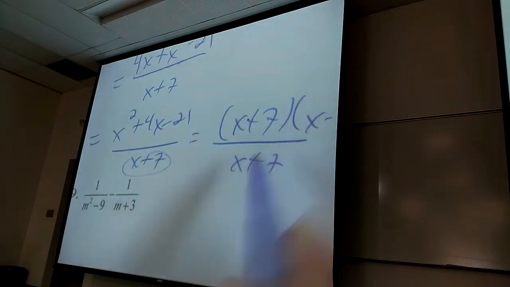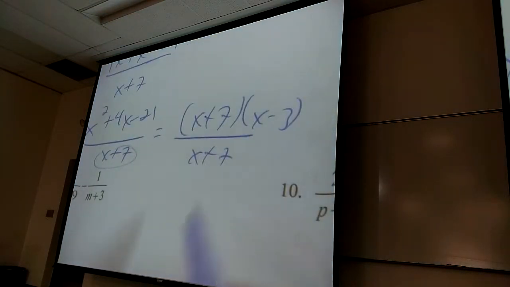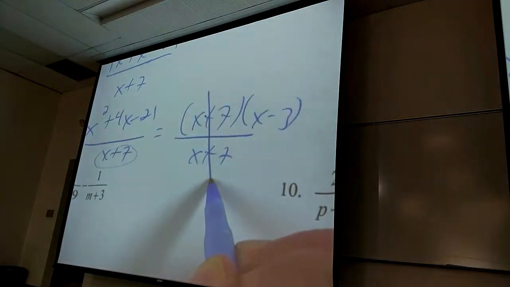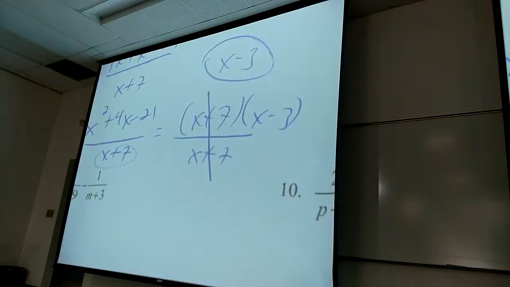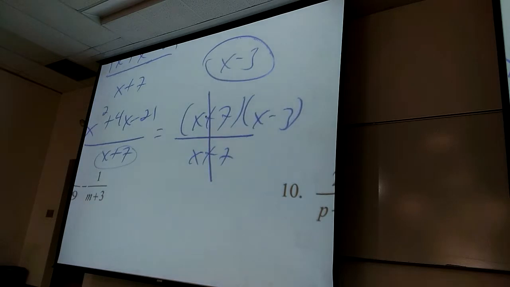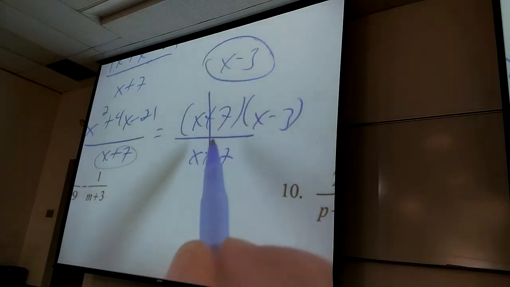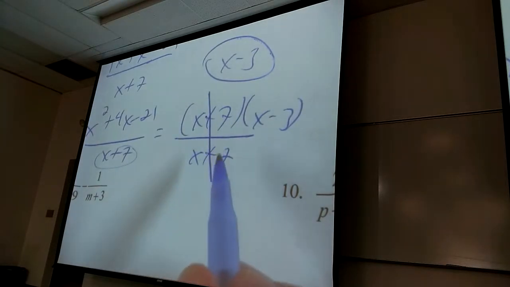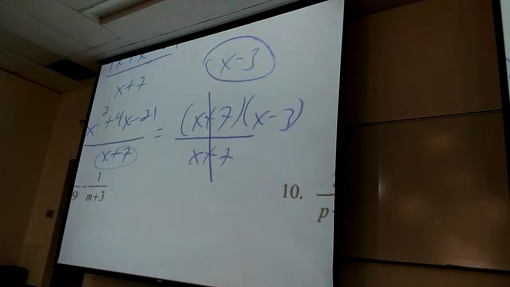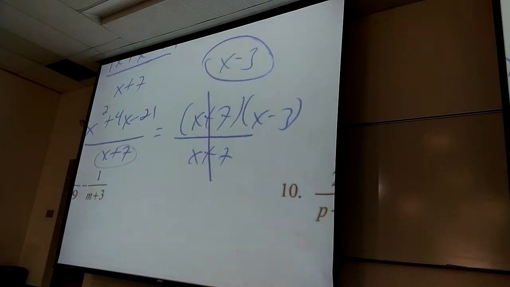And then, these go away. So you get x minus 3. Bam. So the things you are canceling have to only be involved in a multiplication problem. You can't be adding to something else. Because division doesn't cancel addition.